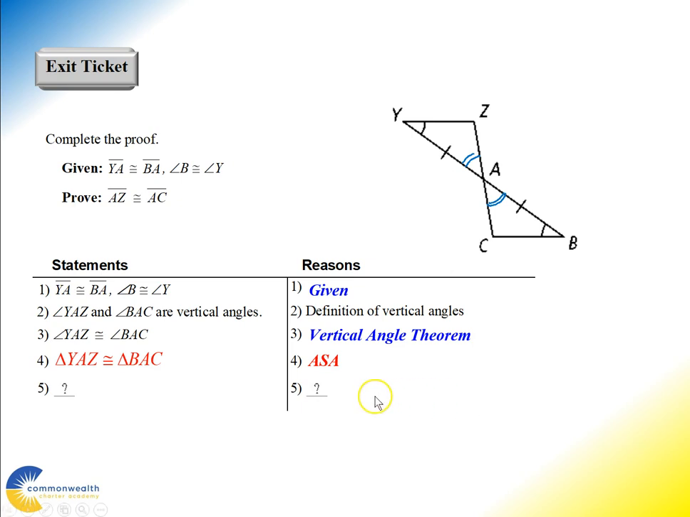And now that those two triangles are congruent, and I can see even by the way that they're named, I can see the AZ in the first triangle, YAZ, and I can see AC. And I can tell by their positions their corresponding parts. So corresponding parts of congruent triangles are congruent. It allows me to say that those two sides are congruent. So that's the proof all completed.